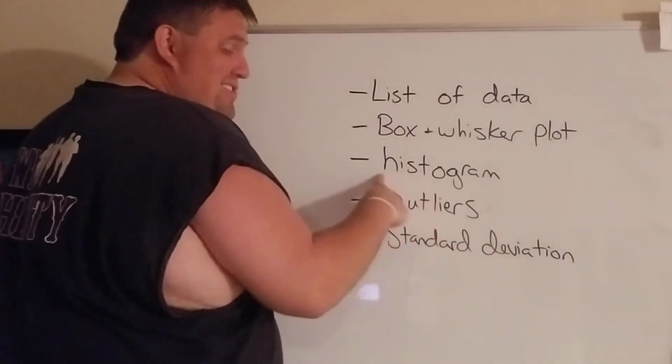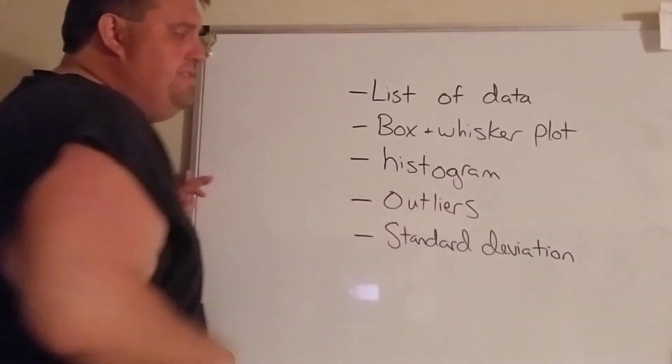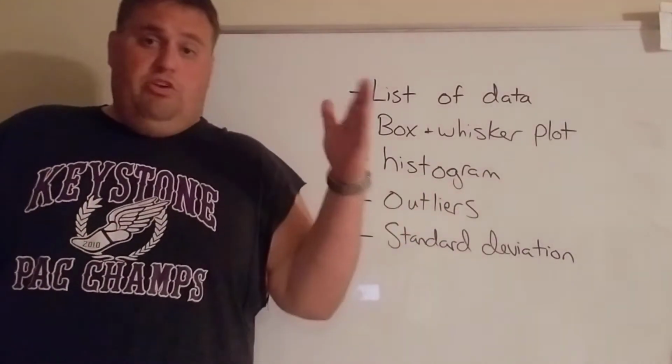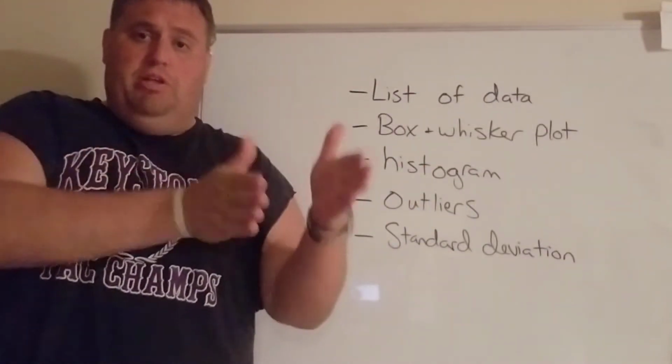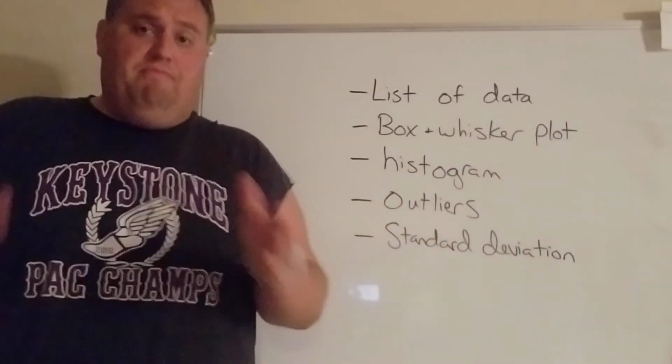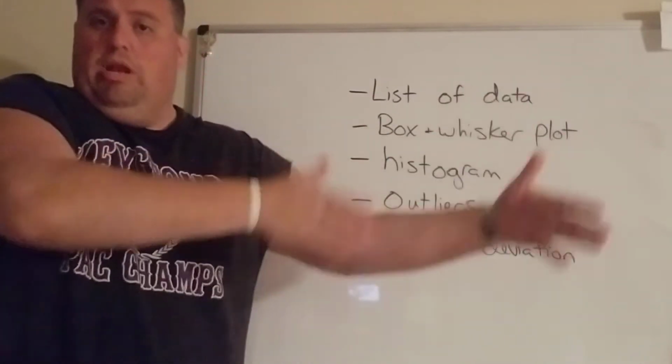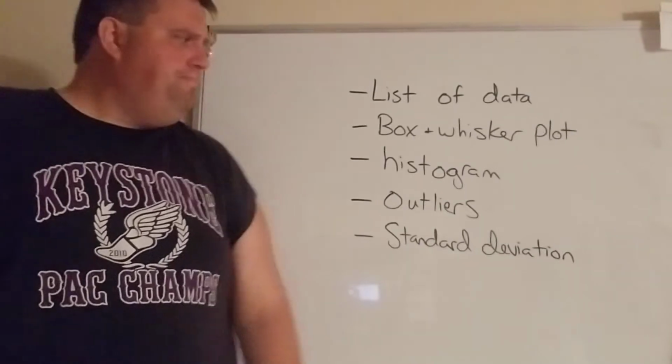You're then going to make a histogram out of your data, a frequency histogram, and you can pick how big you want the bars to be. Is it 5s? Is it 2s? Whatever makes sense in your set of data.